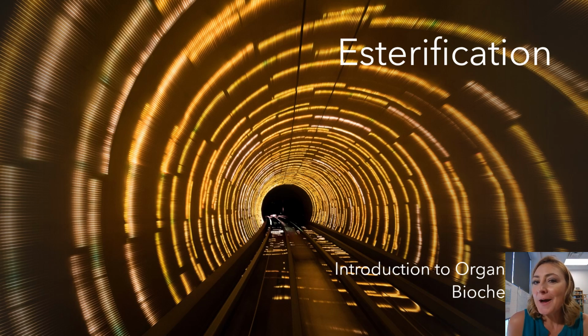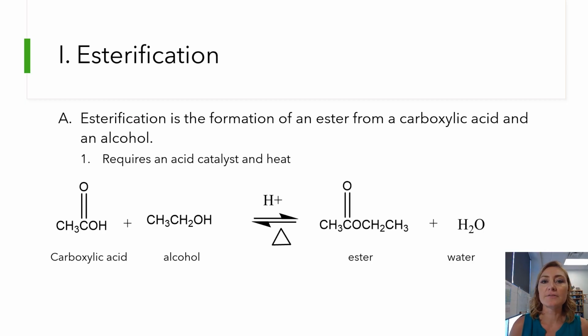This podcast is all about esterification reactions, which by the name you have probably gathered form esters. Esterification is the formation of an ester, and we're going to form an ester by starting with a carboxylic acid and an alcohol. This does require an acid catalyst and heat, which you are seeing right there over my double-headed arrows because it is an equilibrium reaction.